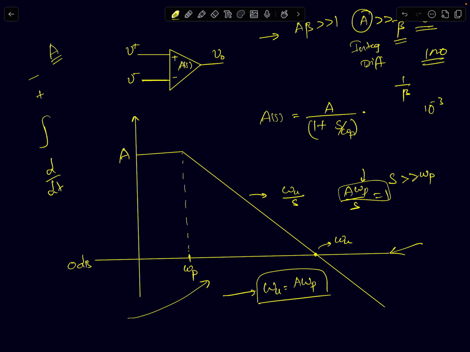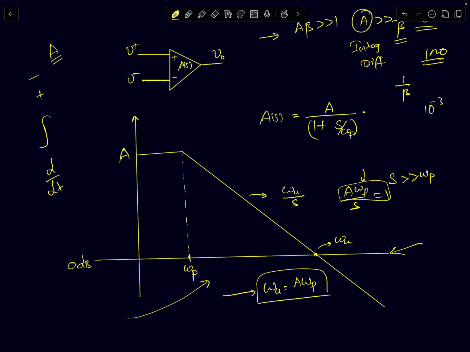Now, while doing the analysis of all these circuits, we assumed the op-amp to be a hypothetical three-terminal device with an infinite gain. But we already discussed that a practical op-amp has a finite DC gain. It has a finite bandwidth, meaning it has a frequency response wherein its gain is not infinite for all frequencies and it is going to decrease after a certain frequency.